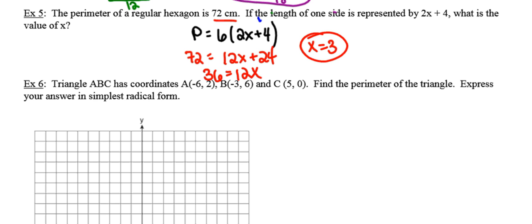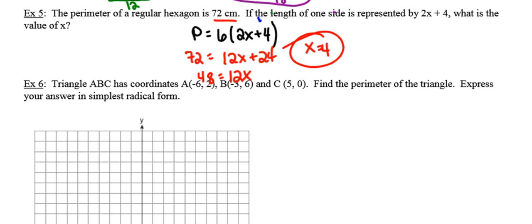Except that I have to backtrack here because I think I goofed in my algebra. 72 subtract 24 is really 48. So hopefully you were checking up on me as we went through and you caught my mistake. And that's going to make my value of x equal to 4.